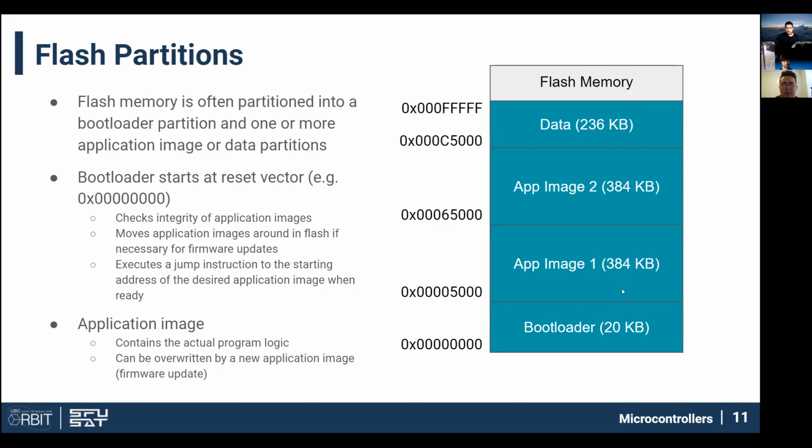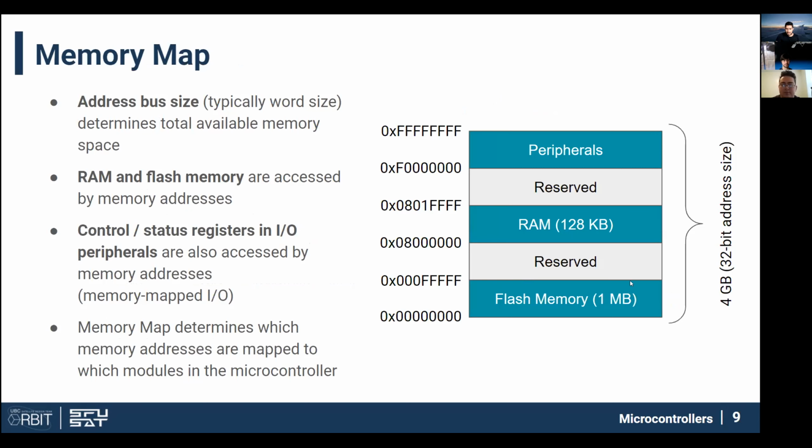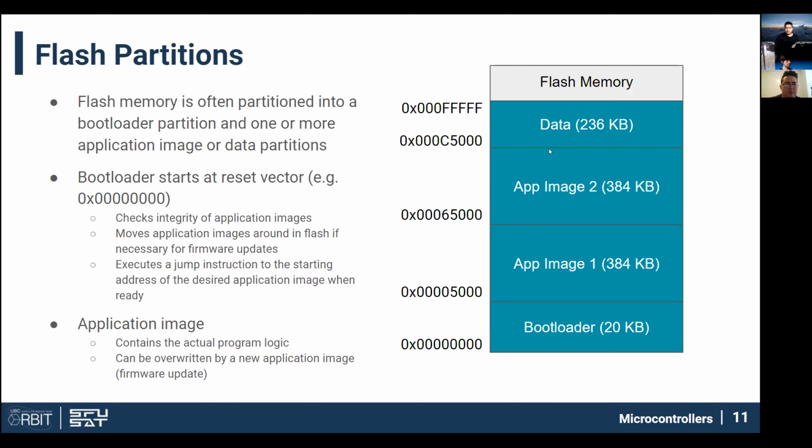So if we dig a little deeper into this flash memory section, we can actually divide it up into a couple different parts. Typically, these different sections are called partitions. And typically you'll have, at the lowest address, a bootloader partition, and then you might have multiple application images. An image just means the compiled program.